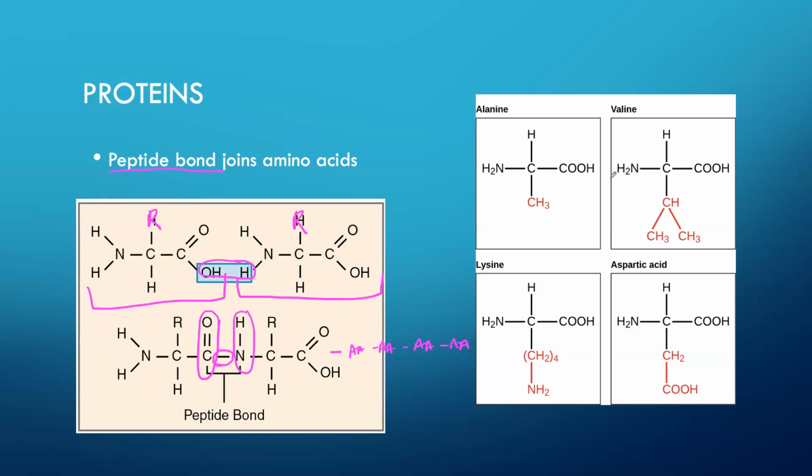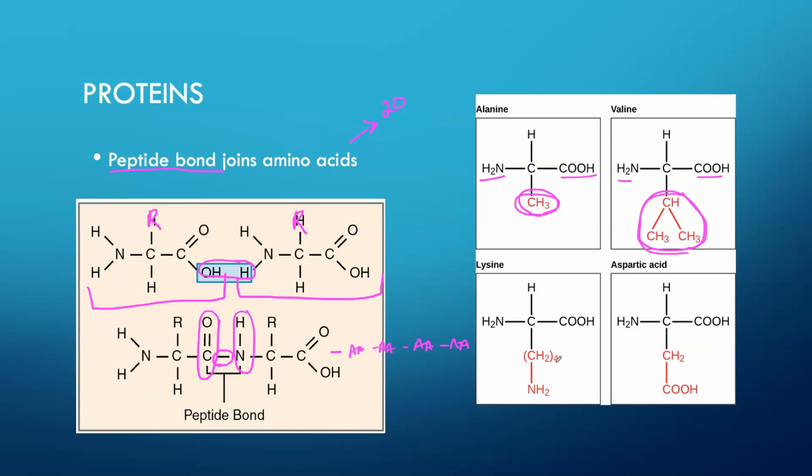Now, to the right, I have given you 4 examples. Remember, there are a total of 20 different types of amino acids. Alanine is one of those. So here's the amino group. Here's the carboxyl group. This is what the R group looks like for alanine. So for valine, we have the amino group, the carboxyl group, and this is what the R group looks like. So this R group is only carbon and hydrogen, or a hydrocarbon.